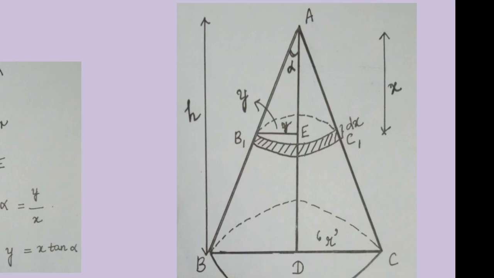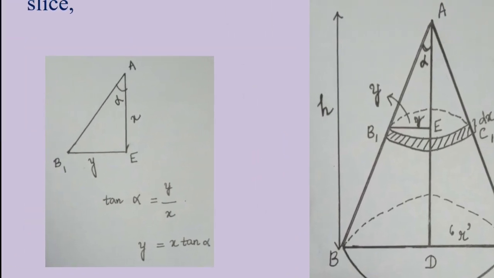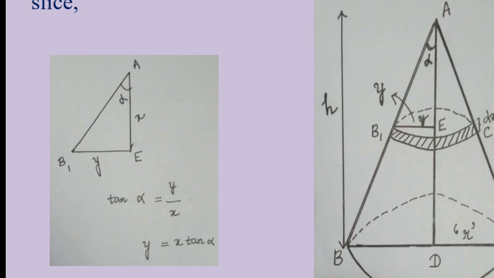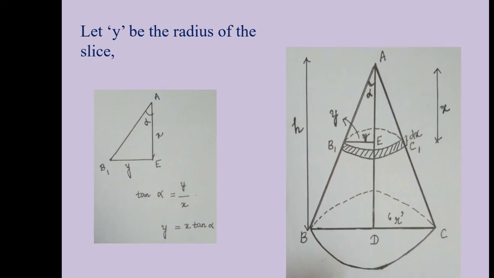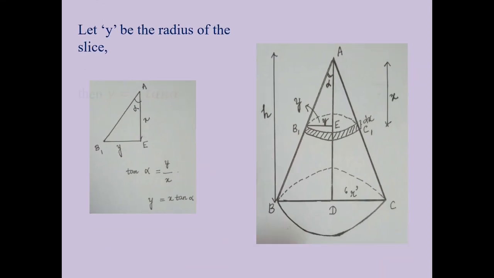Draw a perpendicular line from B1 to E. Now you can see this A B1 E represents a right angled triangle. I have drawn this right angled triangle separately. I am going to find out tan alpha from this right angled triangle. Tan alpha is given by opposite side by adjacent side. The side opposite to angle alpha is B1E, which is y, and the adjacent side is AE, which is x. So y is equal to x tan alpha.